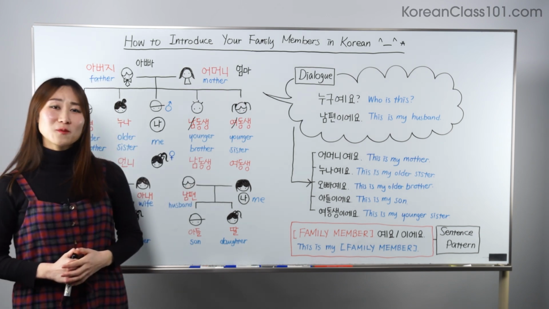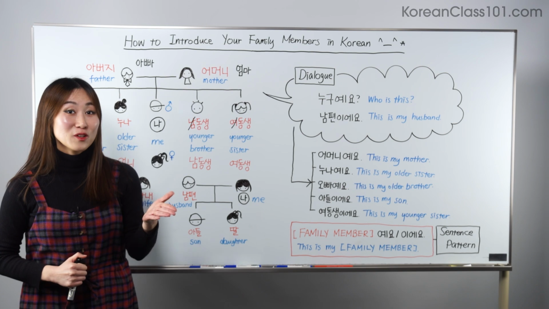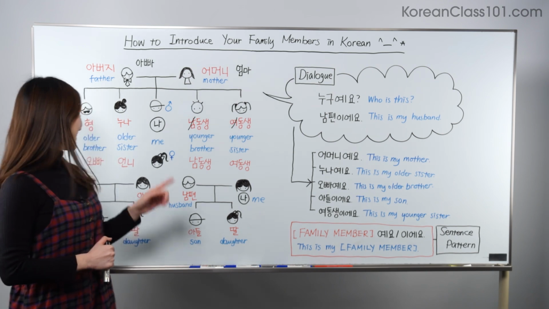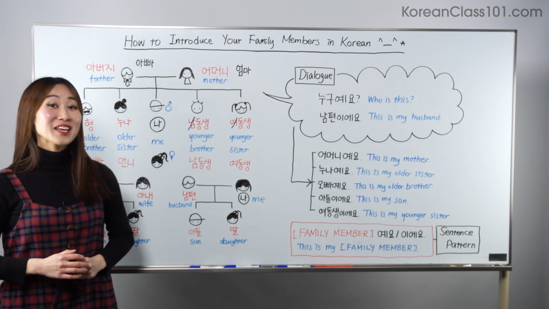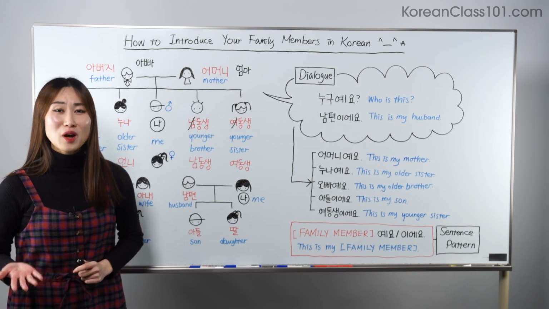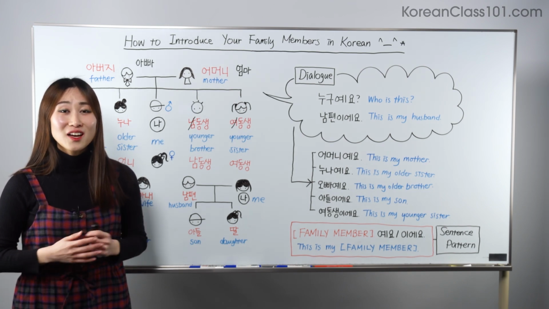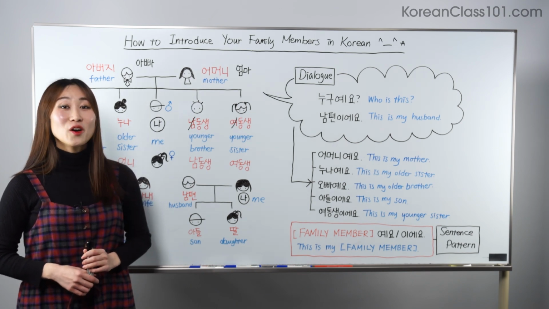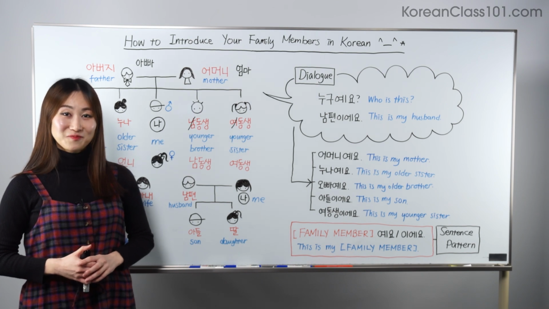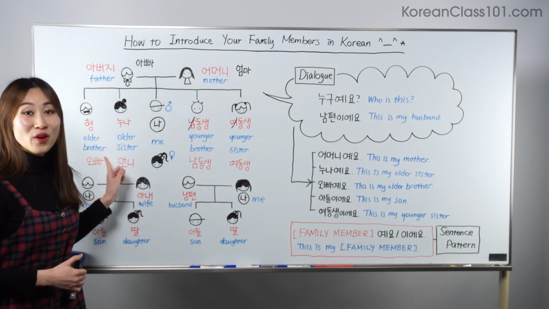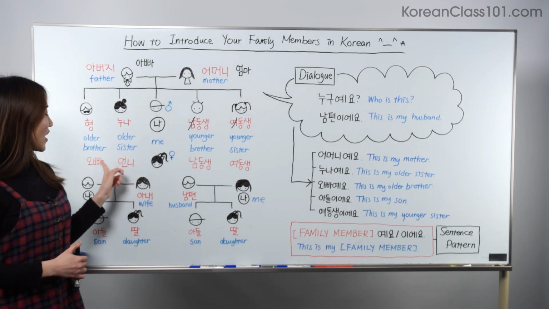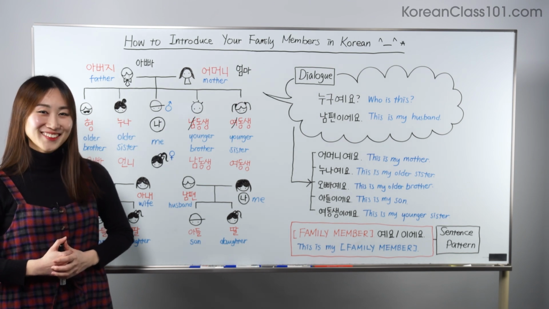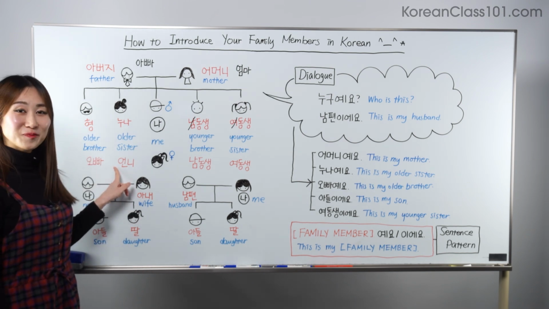Okay, so what if you're female? If you're female, you will use different words for older siblings. For example, 오빠. If you're a K-pop fan, or a fan of Korean dramas, Korean movies, or Korean TV shows, you've probably heard this word a lot. 오빠 means older brother. And again, this word is only used by females.